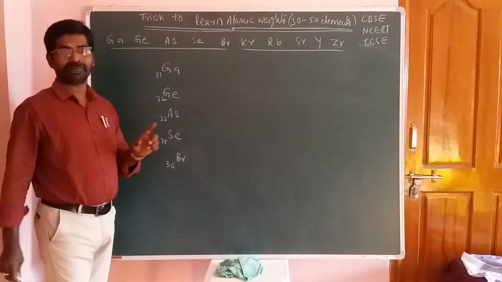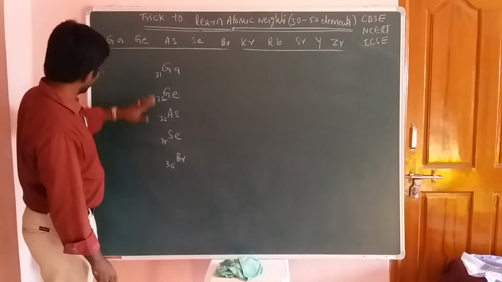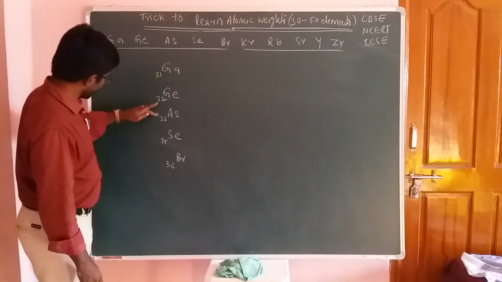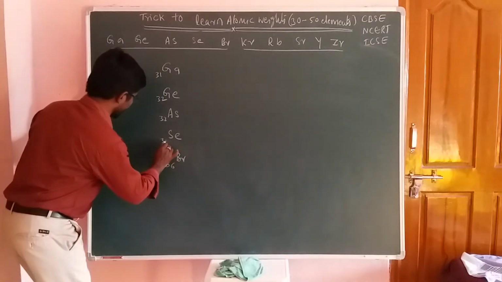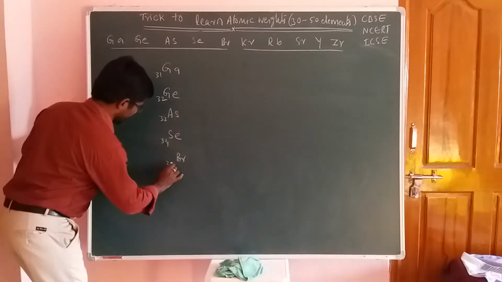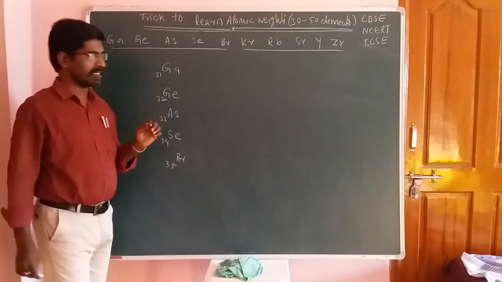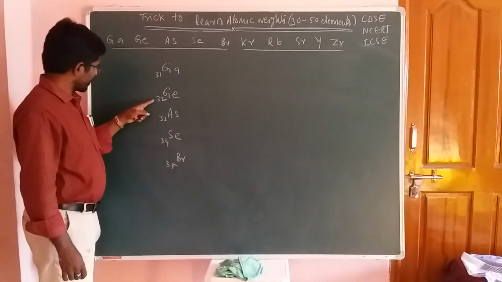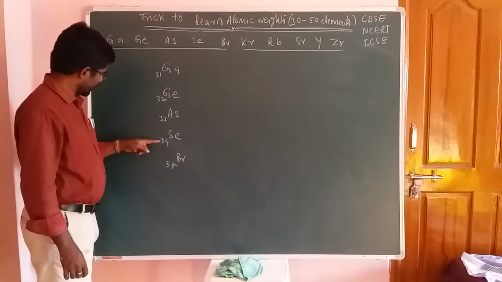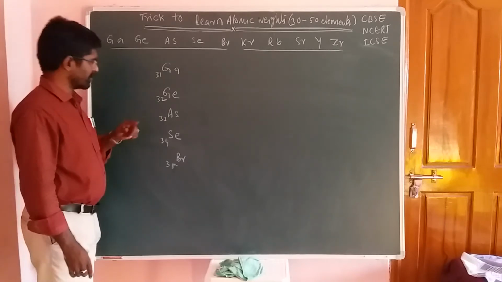The atomic numbers, sorry. Of course here we only need 1, 2, 3, 4. Now this one is 34, and this one is 35. Okay, students, so 31, 32, 33, next 34, and next 35.